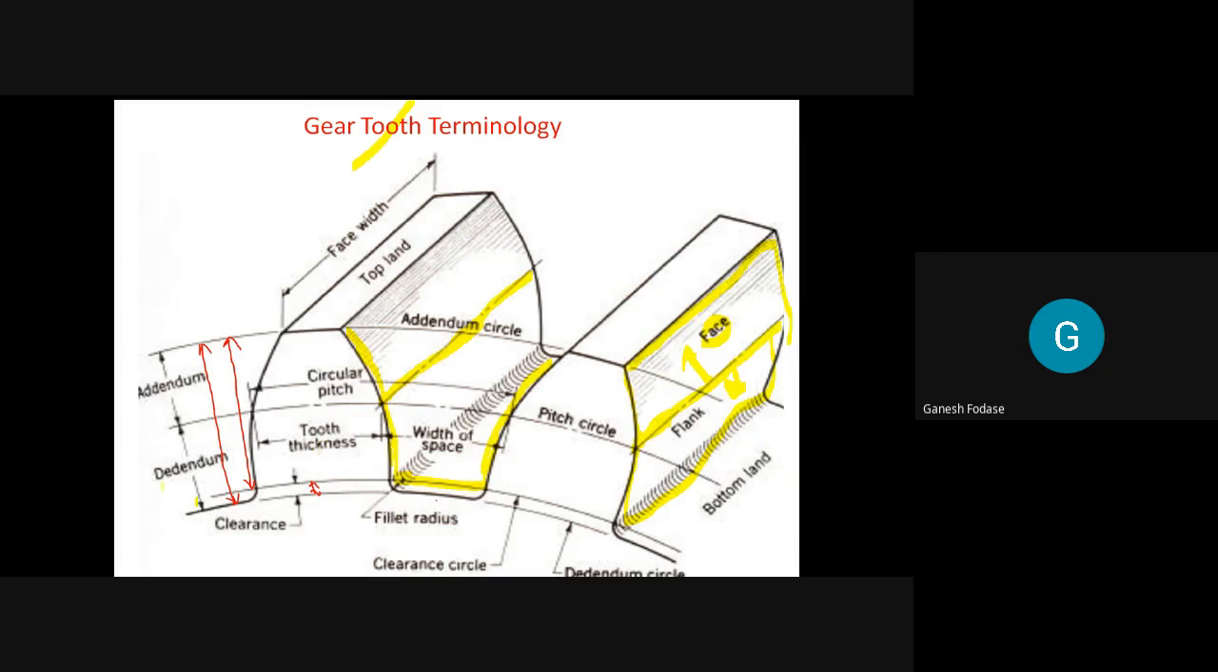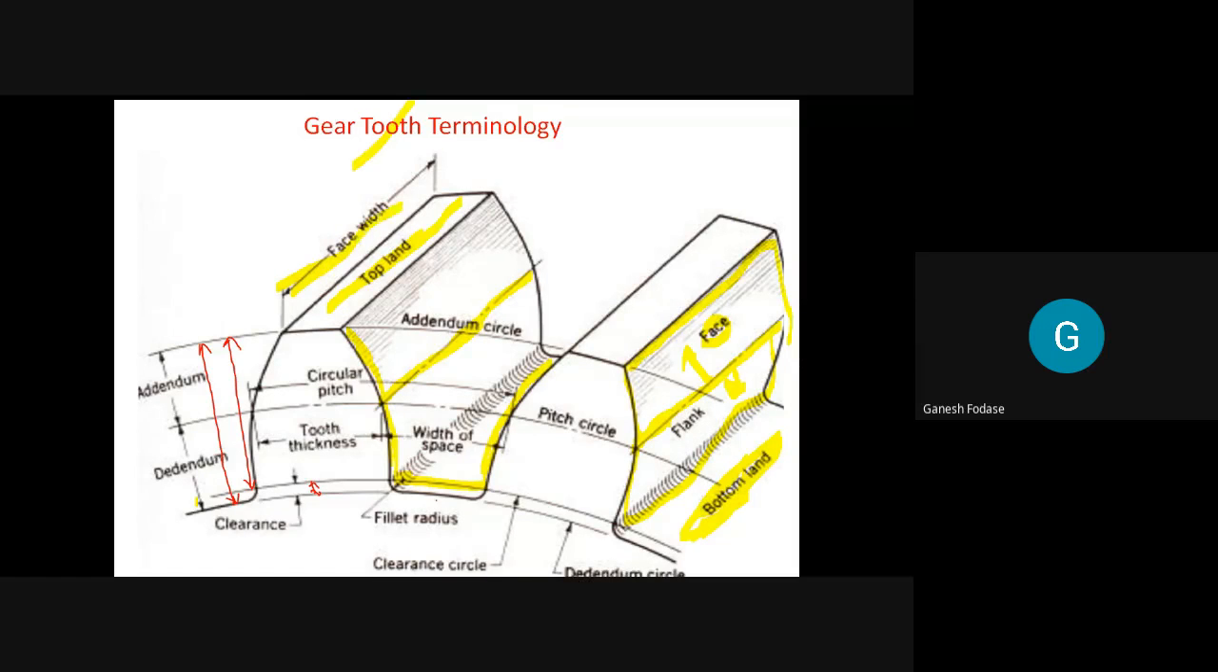Now this top portion is called a top land. We'll not waste more time here. This top portion is called a top land, which is shown here. Of course, it is measured along the axis. And this bottom portion is called the bottom land, which is shown here. So top land, bottom land. And the last one is the face width. If we calculate the width of the gear tooth along the axis, it's called the face width, which is shown here.